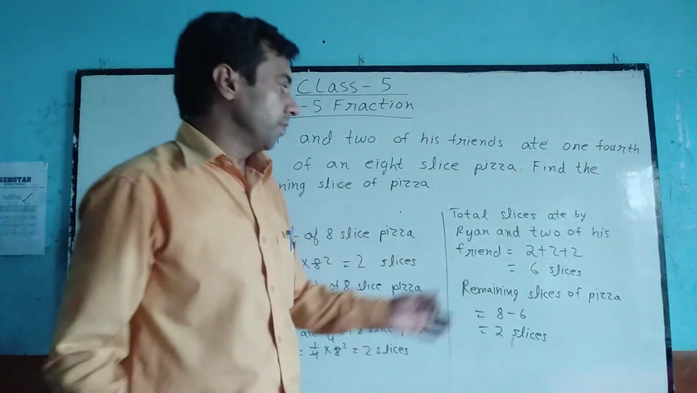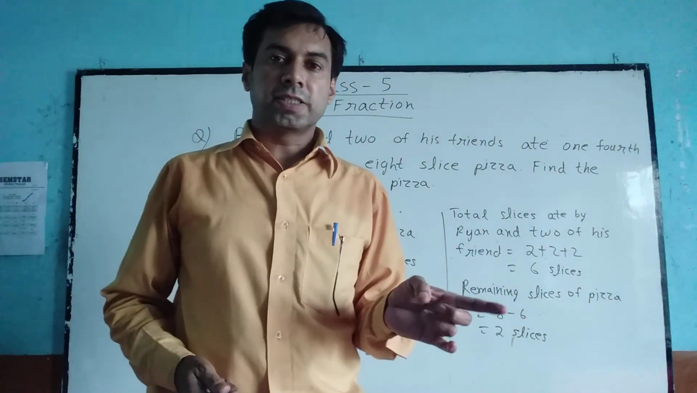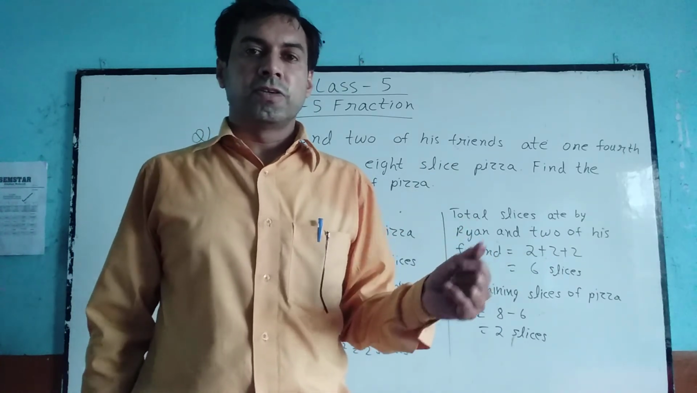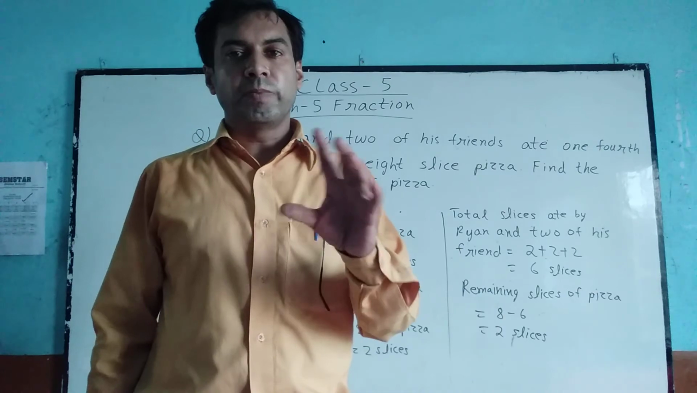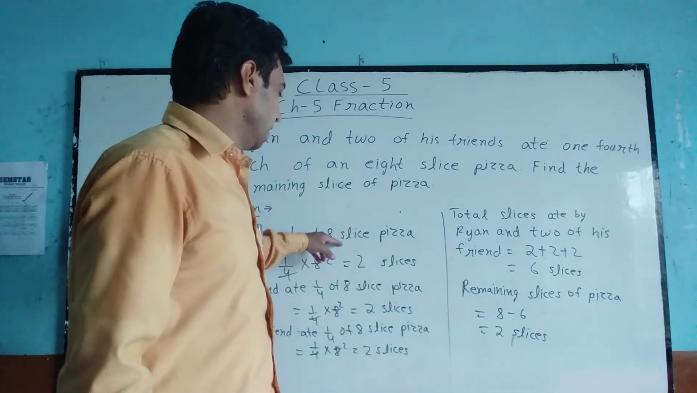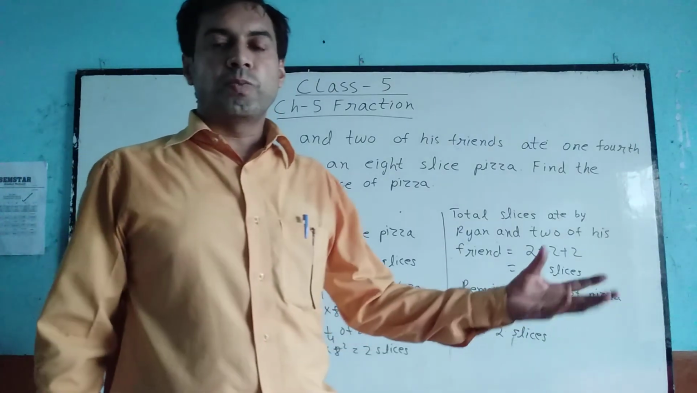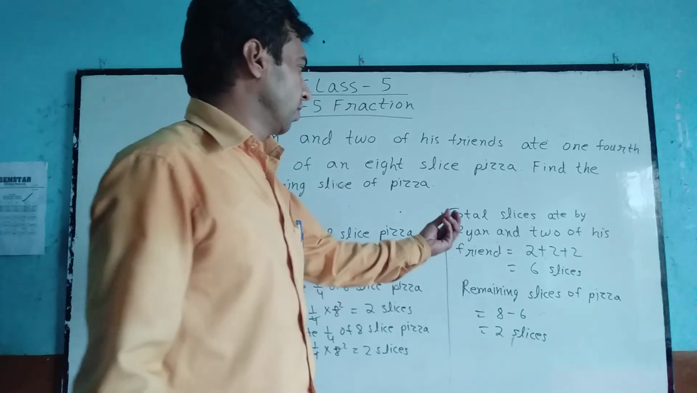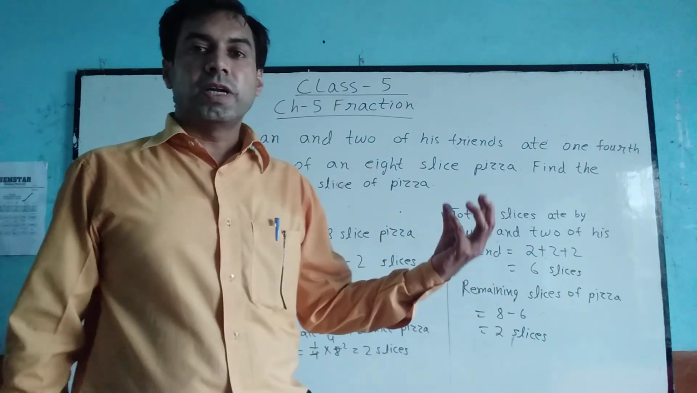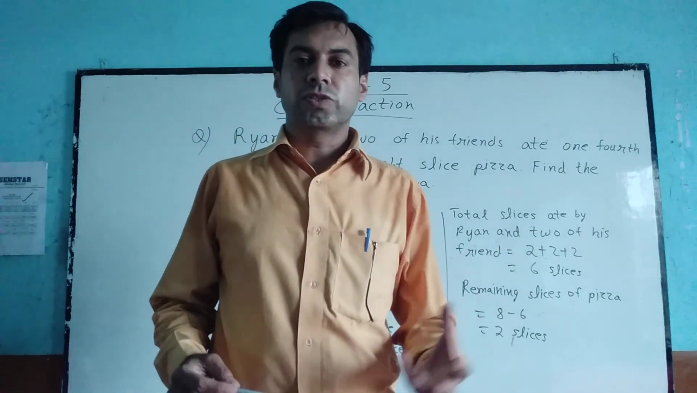So student, in this way we have to solve. One pizza, 8 slices, and each one ate 1 by 4th of 8. So what is the quantity of 1 by 4th of 8? 2 slices. So Rian ate 2, his friend ate 2, other friend ate 2, total 2 plus 2 plus 2, 6 slices. Now student, remaining slices of pizza, total 8 minus 6 is equal to 2 slices. So 2 slices are remaining.